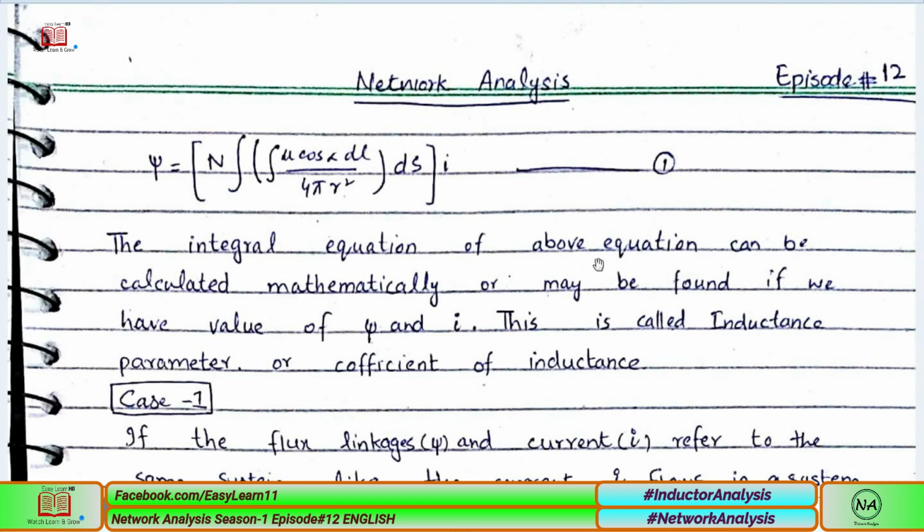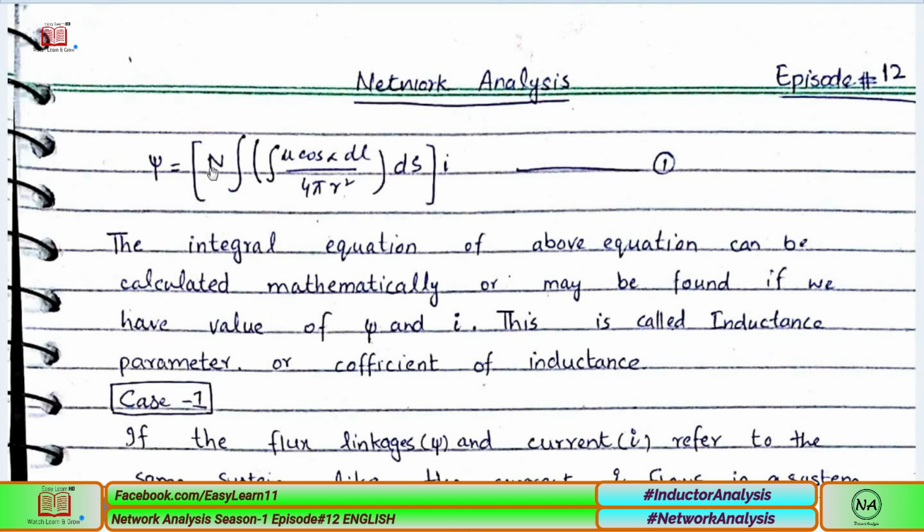If I have all the values, like the flux linkages and the current, then I can easily calculate it. But if I don't have the values of these, it is very difficult to do the calculations. So this integration parameter is our main thing, and it is called the inductance parameter. You need to keep in mind that this is called the inductance parameter or coefficient of inductance. It is the same thing.